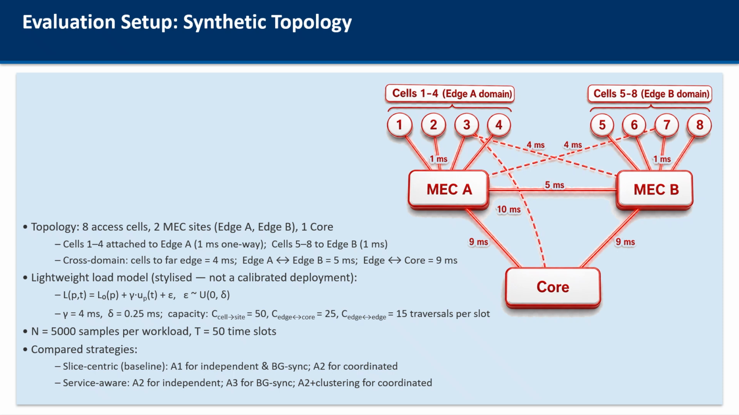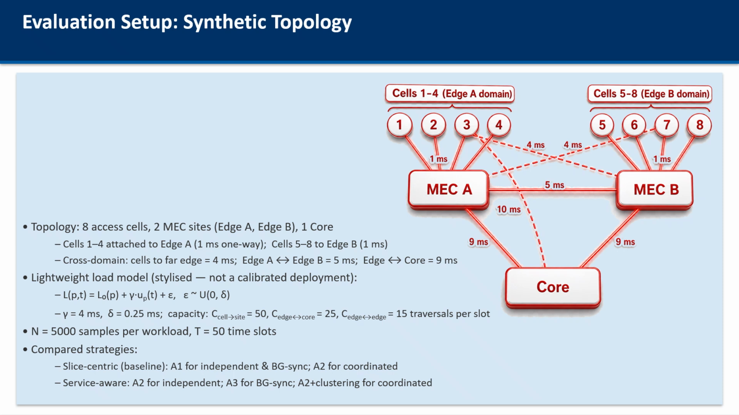Cross-domain latencies are 4 milliseconds from a cell to the far edge, 5 milliseconds between the two edges, and 9 milliseconds from each edge to core. To obtain non-degenerate delay distributions without a full queuing model, we augment each path with a utilization-dependent penalty and a small uniform jitter. We generate 5,000 samples per workload across 50 time slots.